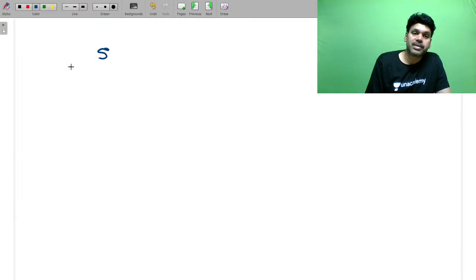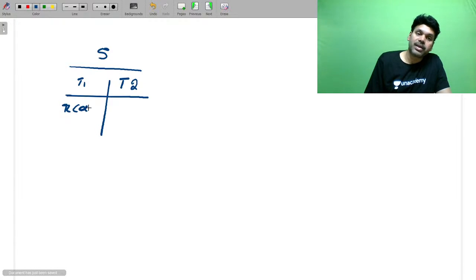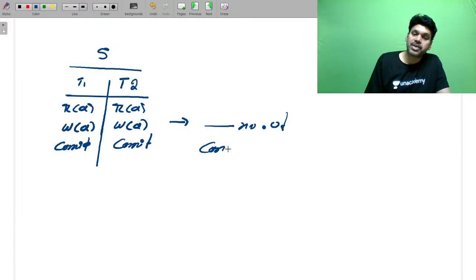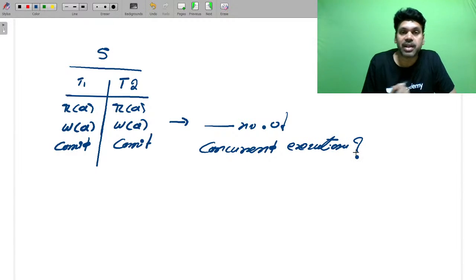So there is a schedule S which consists of T1 and T2. This is a read A and a write A, then commit. This also consists of the same read A and write A and a commit. Now the question asks for the number of concurrent executions. So I can do swapping. The swapping of actions in the transactions is nothing but concurrent execution order.